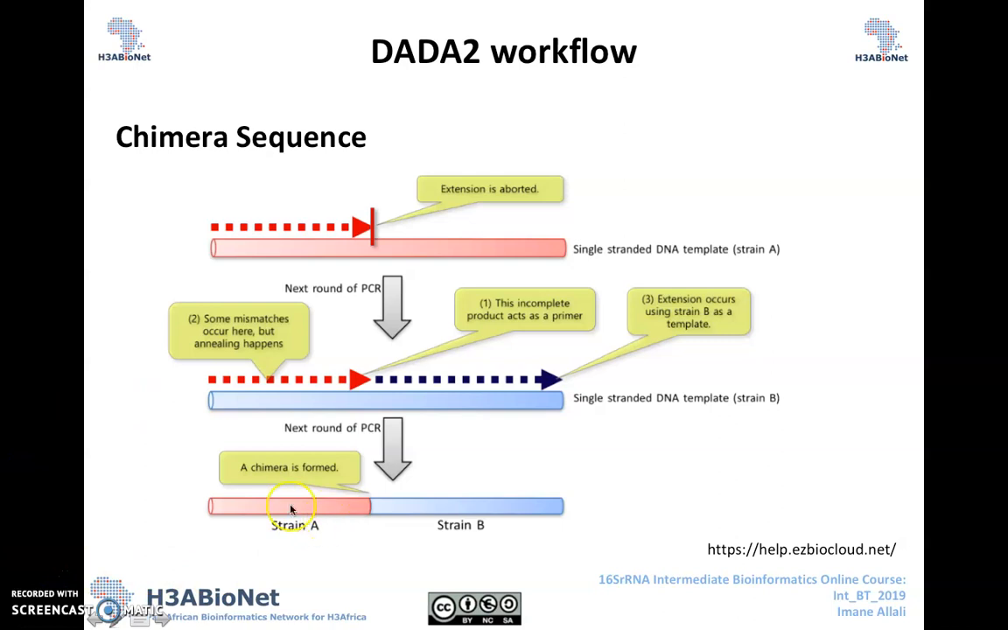The sequence here below is a combination of two segments, one coming from strand A and the other one coming from strand B. When the extension is aborted, this extension is recognized as a primer, and then its extension occurs using strand B, which forms this chimeric sequence.